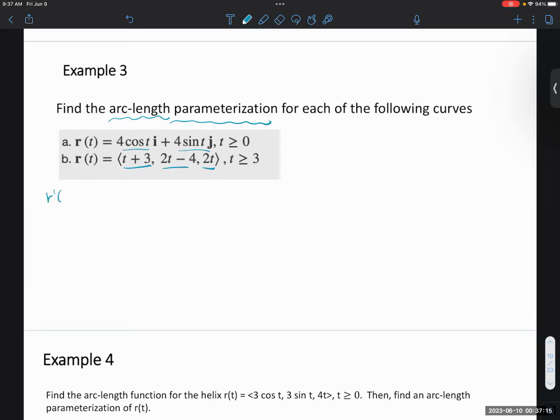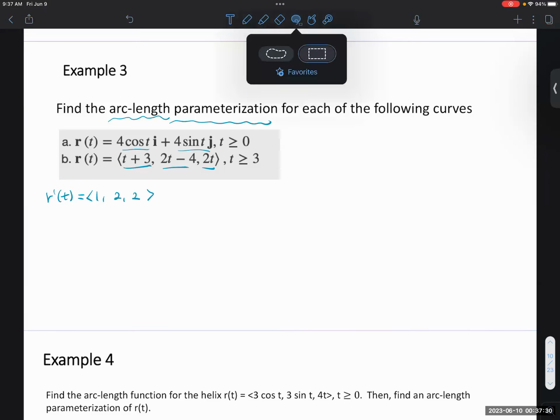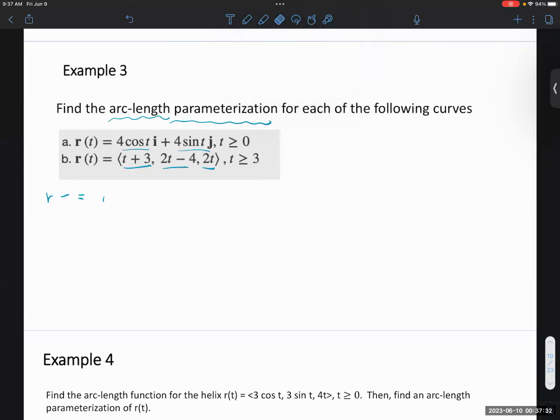So R prime is 1, 2, 2, right? Or let's take a look at A first, because I just want to explain it more. Let's take a look at A first, because A looks more complicated. We have a cosine and sine, so I want to do the more challenging one.